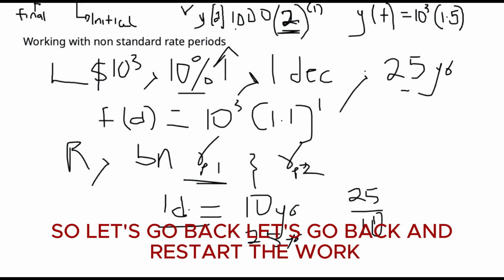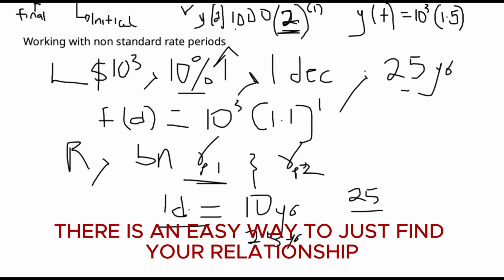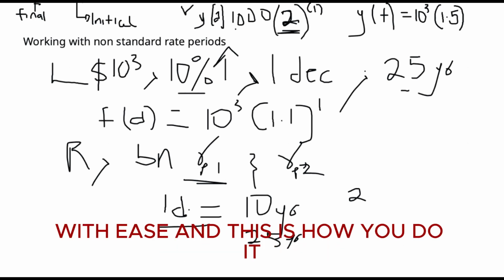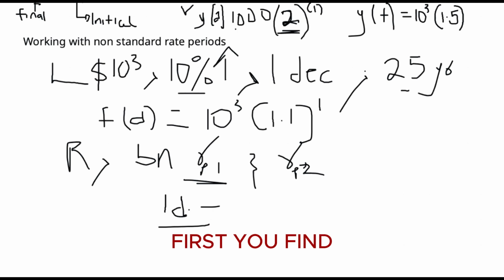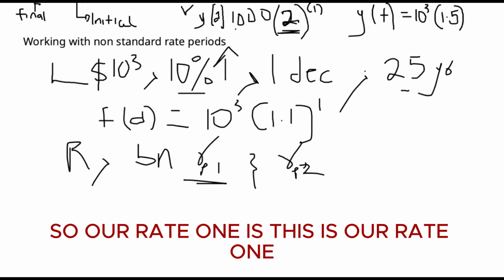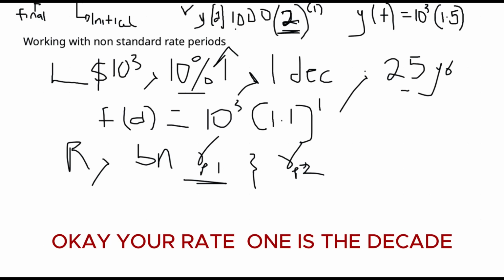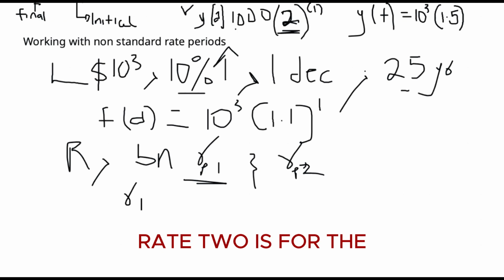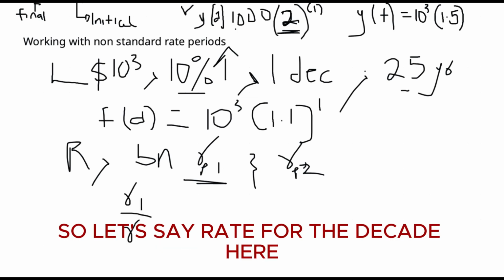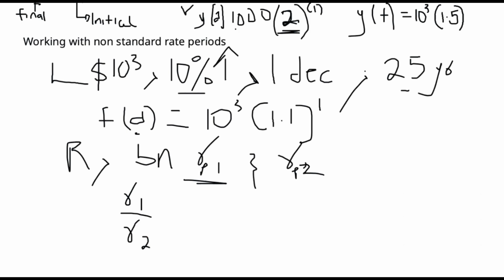Sorry. So let's go back and restart the work. There is an easy way to just find your relationship with ease, and this is how you do it. First, you find your rate 1 and rate 2. So this is our rate 1, and this is your rate 2. Your rate 1 is the decade, and rate 2 is for 25 years.